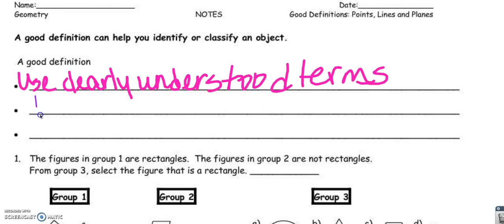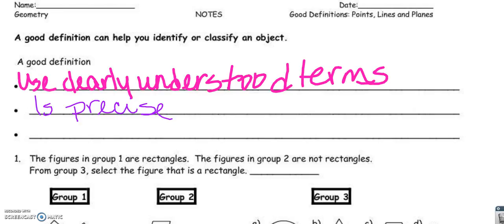A good definition is precise. In other words, you don't want to use words like large or sort of or some or a few. You want to be very precise, very specific, okay?